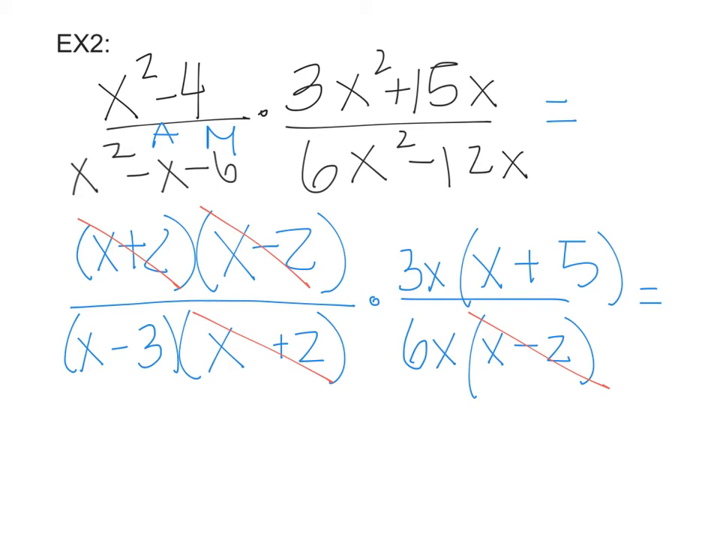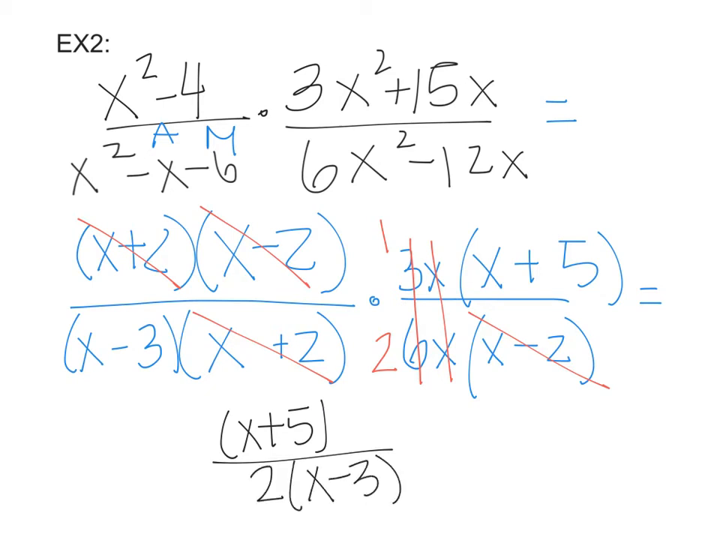But then I see I have 3x and 6x, and those can be simplified as well. 3 over 6, if I divide both by 3, that gives me 1/2. And then x to the first over x to the first is just 1. So it looks like I am left with, in the numerator, x plus 5. And in the denominator, I'm left with a 2 times x minus 3. And this is the simplified version of that original multiplication problem.